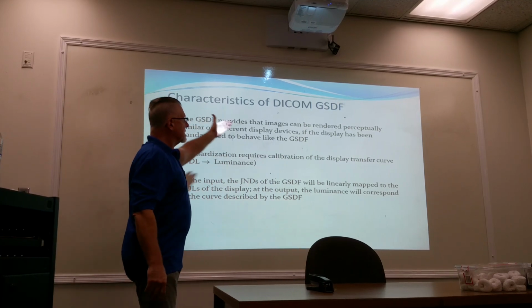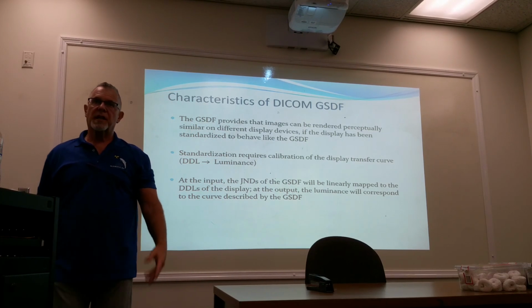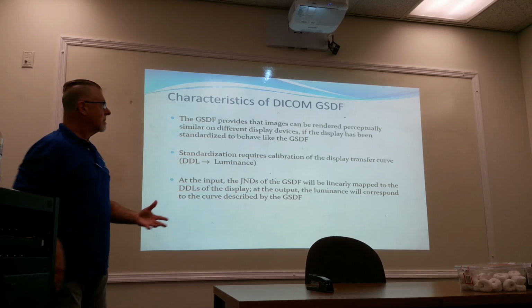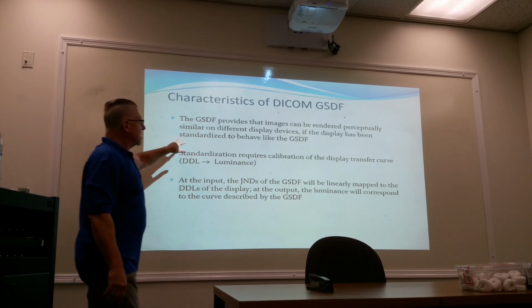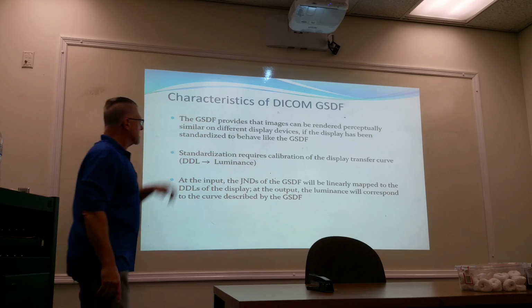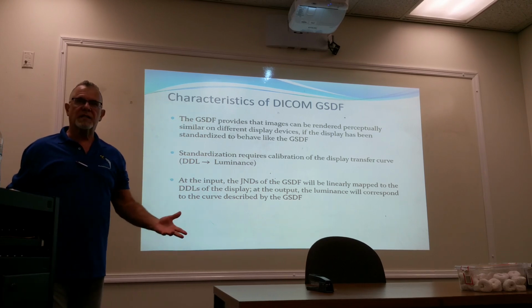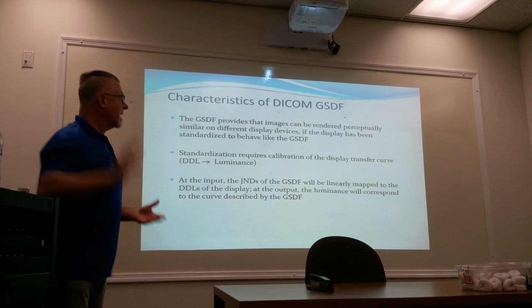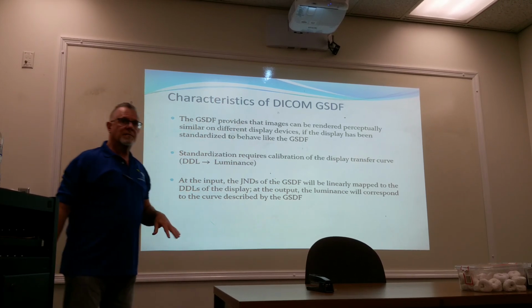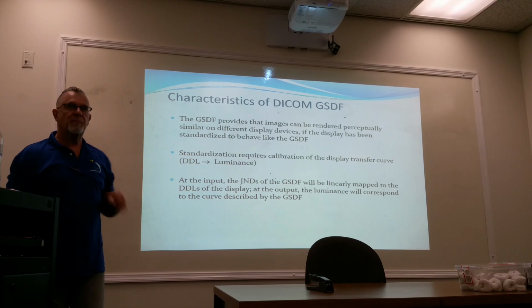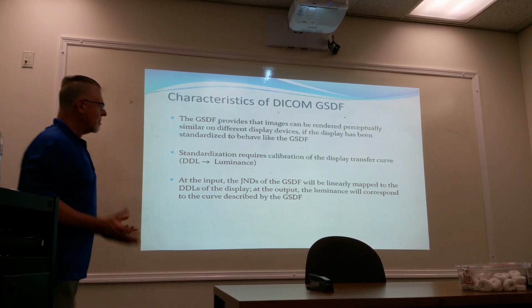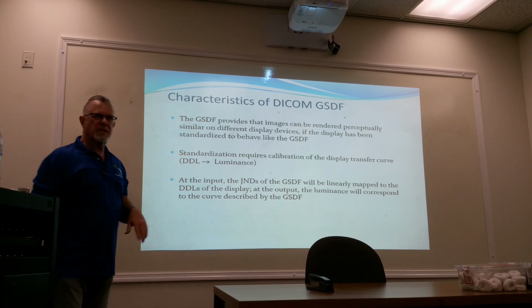One of the advantages of the DICOM grayscale display function is that if you calibrate all the different devices, any image can be rendered perceptually similar on different devices. So you can have a monitor, a printer, another display, and if they're calibrated, those images will perceptually look the same.